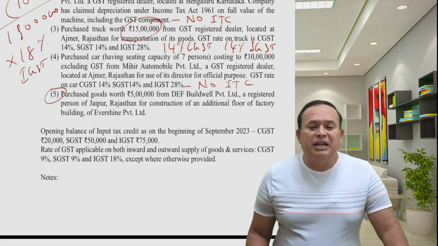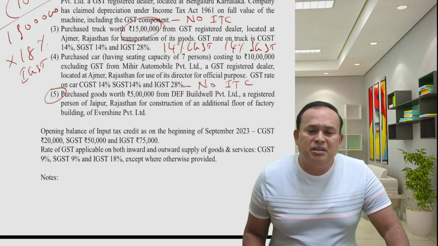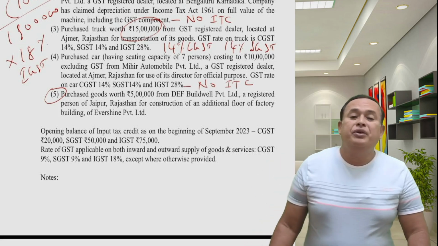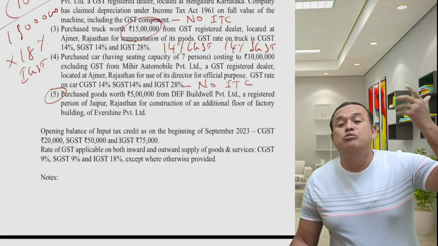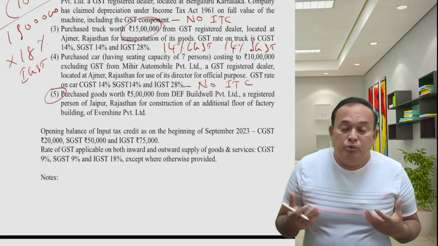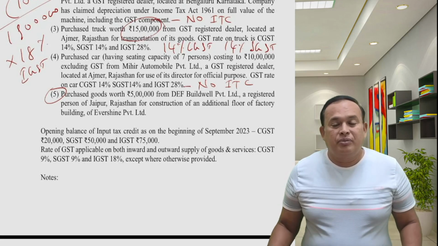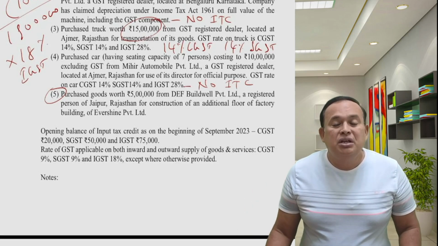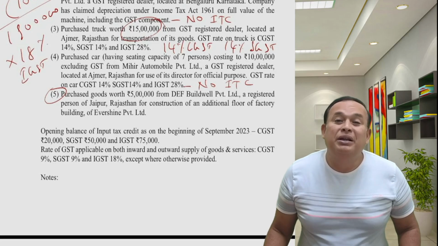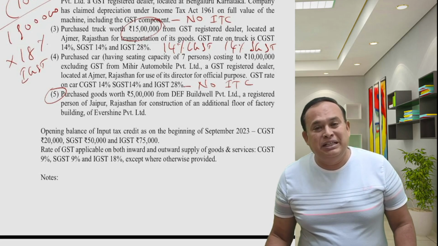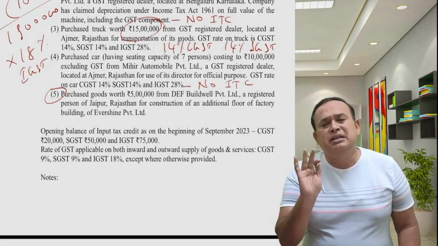Further, point number 5 I am referring. Purchase of goods worth rupees 5 lakh from DEF Builders Private Limited, a registered person of Jaipur, Rajasthan, for construction of an additional floor of a factory building. That means what? Inward supply used for a capital purpose, which is of immovable nature. That means the works contract supply is a blocked credit for the end user because it has been used for construction of a factory building, which is capitalized expenditure. GST paid on such factory building material, ITC not allowed.